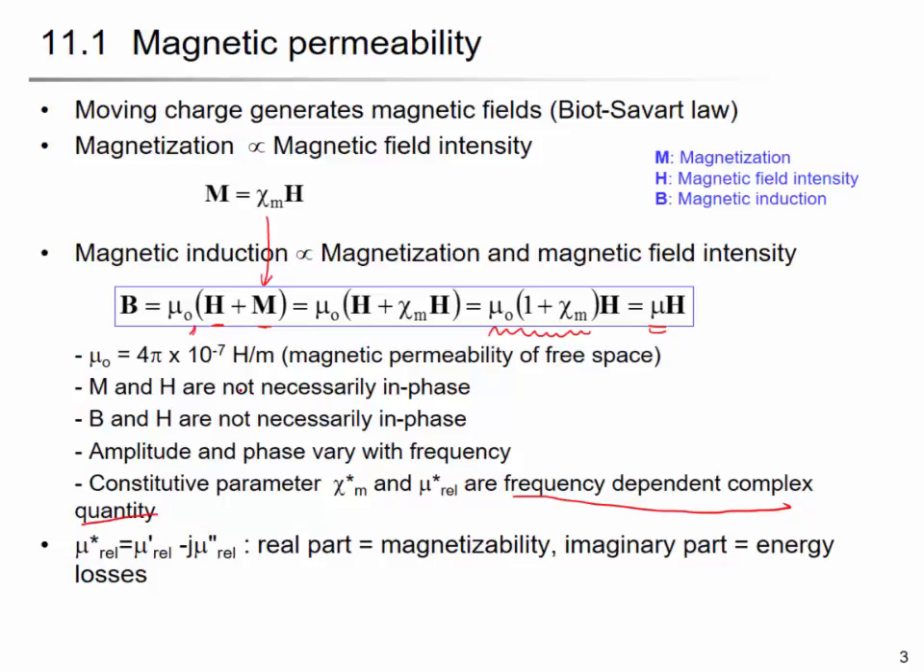And so mu rel, the relative magnetic permeability, mu rel star, is mu prime minus j mu double prime. The real part captures the magnetizability, and the imaginary part captures the energy losses. So it's the same as the permittivity.